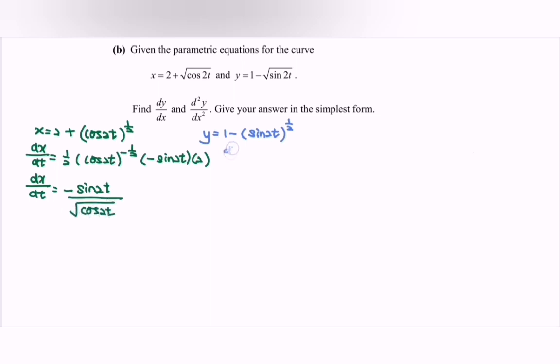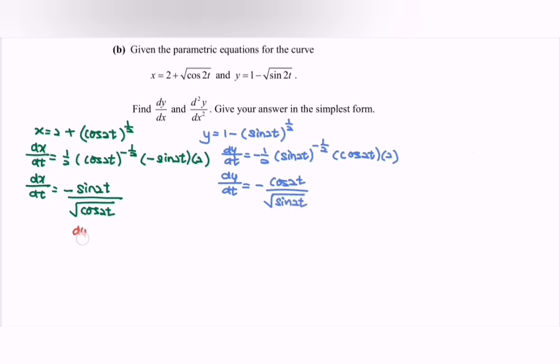Next, focus on dy/dt. Differentiate the 1 and we will have 0. Then negative 1 over 2 (sine 2t) to the power of negative 1 over 2. Differentiate the sine and we will have cos 2t, then we have the 2. So dy/dt equals negative cos 2t over the square root of sine 2t.